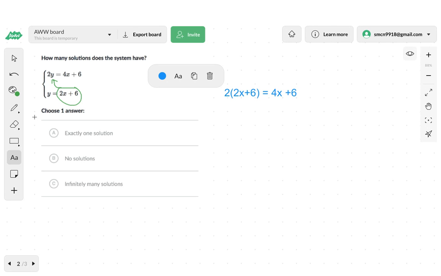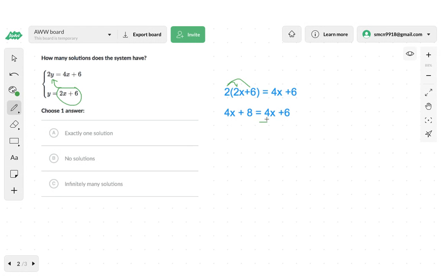Okay, and now I'm going to distribute. I'm going to do 2 times 2, and 2 times 6. So 2 times 2 is 4x, and then 2 times 6 is 8, equals 4x plus 6. Oops, I wrote 2. All right, now we're going to continue to solve.